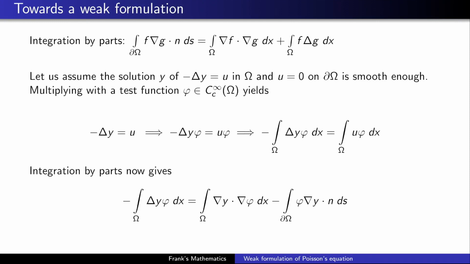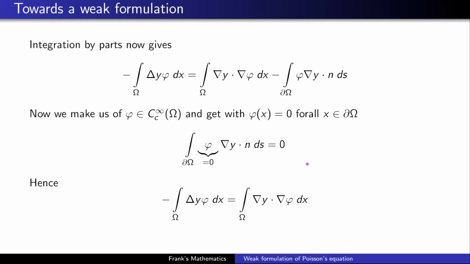Now we make use of the fact that phi is a test function to get rid of this boundary term here. A test function means it is zero on the boundary. It's the same trick as we used in the weak derivative. So this term here is essentially 0, since phi is 0 on the boundary, and the integration by parts expression reduces to this term here.